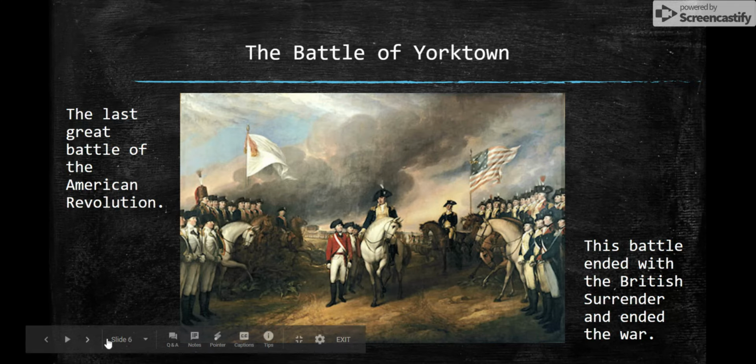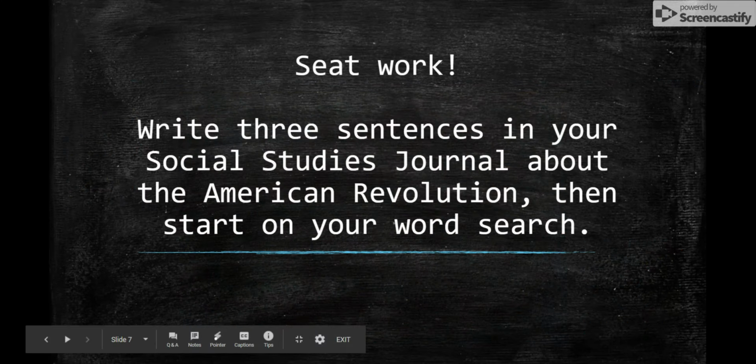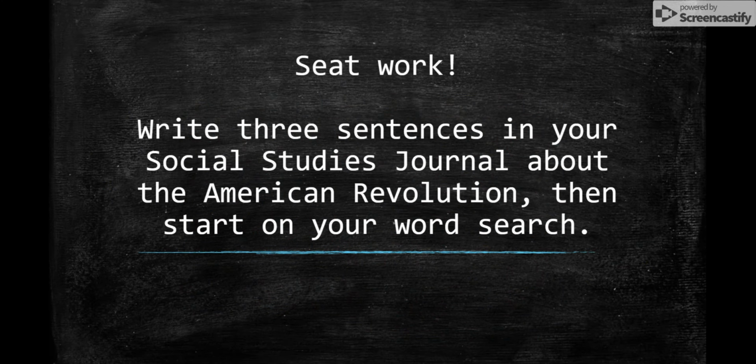Now we are going to go back to our seats. You're going to do your seat work. You're going to write 3 sentences in your social studies journal about the American Revolution, and then you're going to start on your word search.